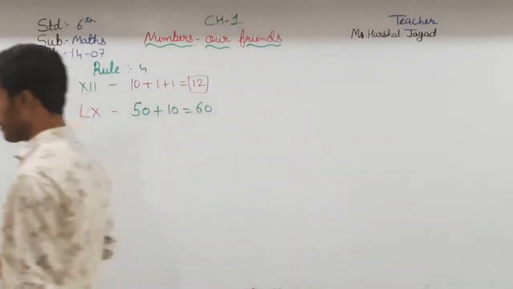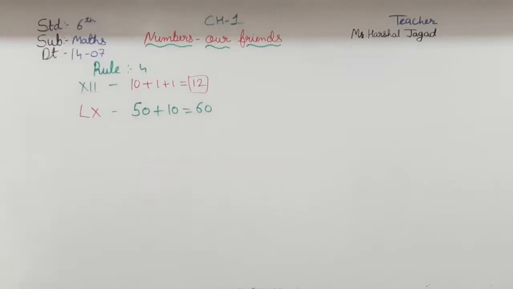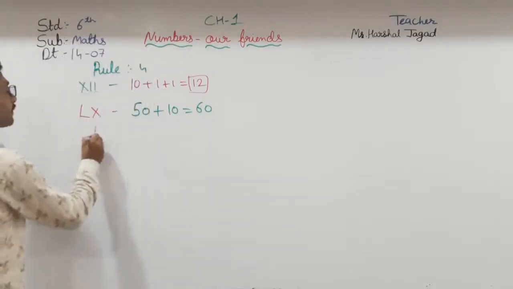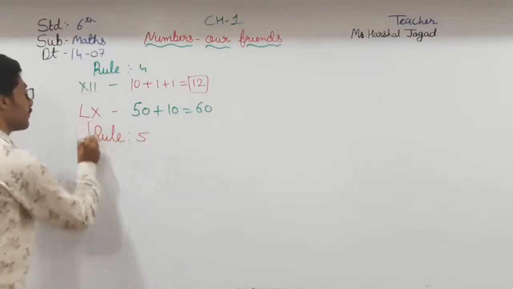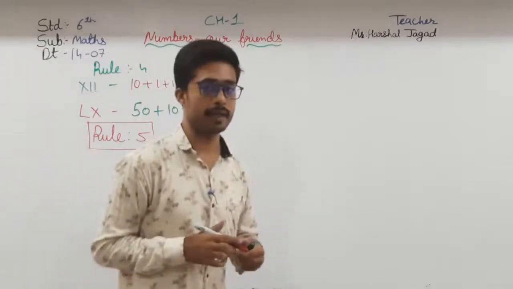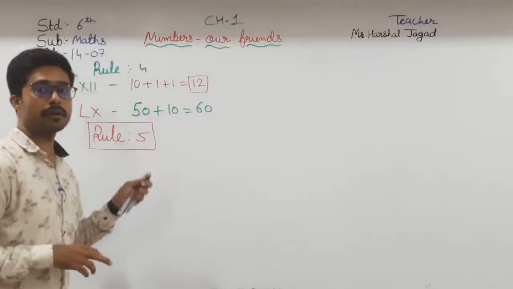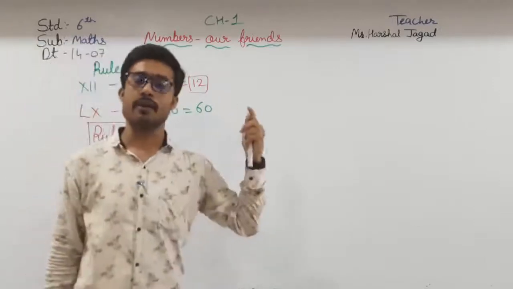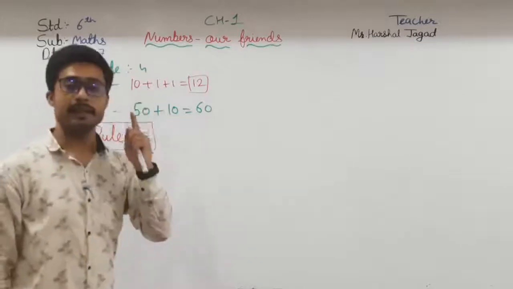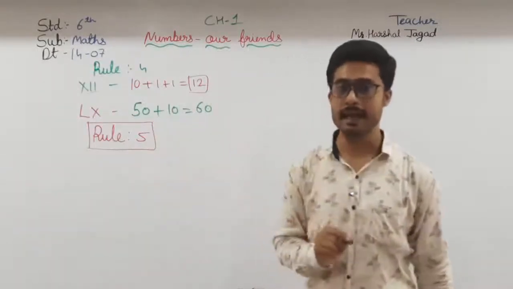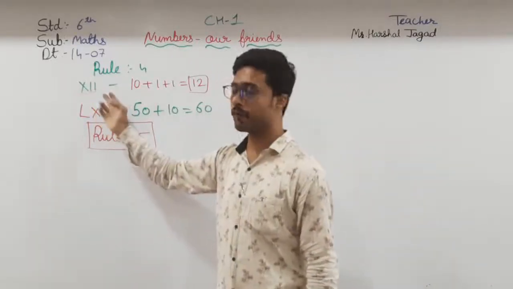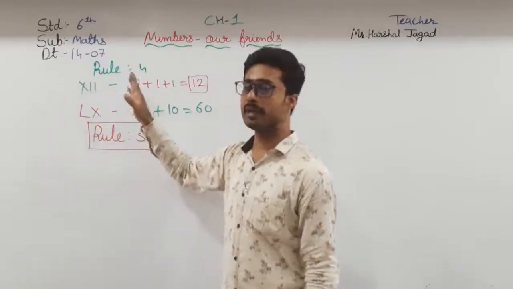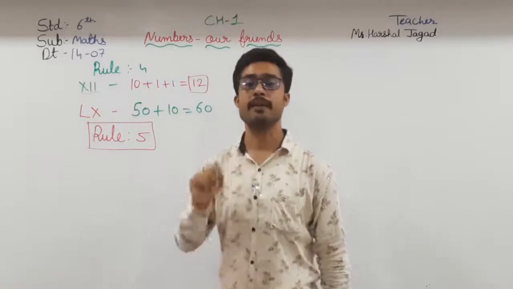And now rule number 5: if the symbol with the smaller value is written on the left hand side of the symbol with a larger value, then its value is subtracted from the value of the greater symbol. In rule 4, the larger number was on the left and the smaller on the right, so the value was added. But in rule number 5, if the smaller value digit is on the left hand side and the larger value is on the right hand side, then it is subtracted.